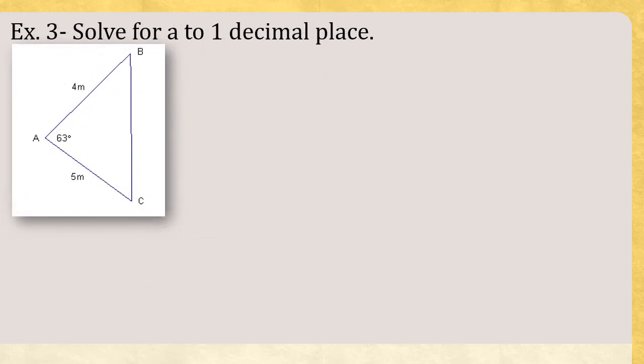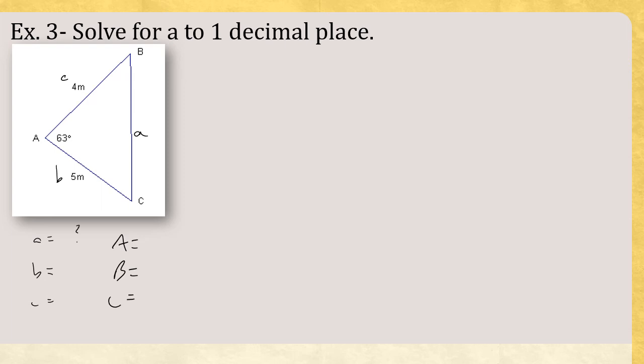Number 3, solve for A to 1 decimal place. Step number 1, label our sides. Across from capital A, side A, capital B across side B, and side C across from capital C. Again, I do like to make this little chart. It's a good habit to get into. Just another way to give you a visual cue of what to do.